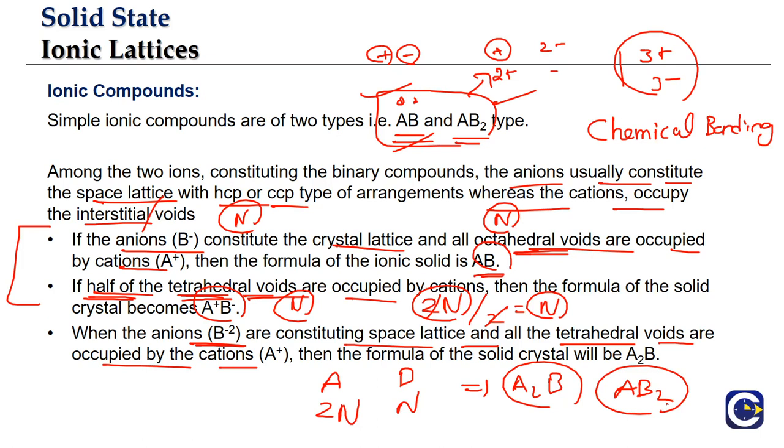That is also possible. So if you look at what determines which type of void, because the geometry is going to be decided by the type of voids where the cations are going to occupy. So the relative ratio between the cations and anions, or we can say the radius ratio simply, is the parameter based upon which the choice or the suitability of the voids will be decided.